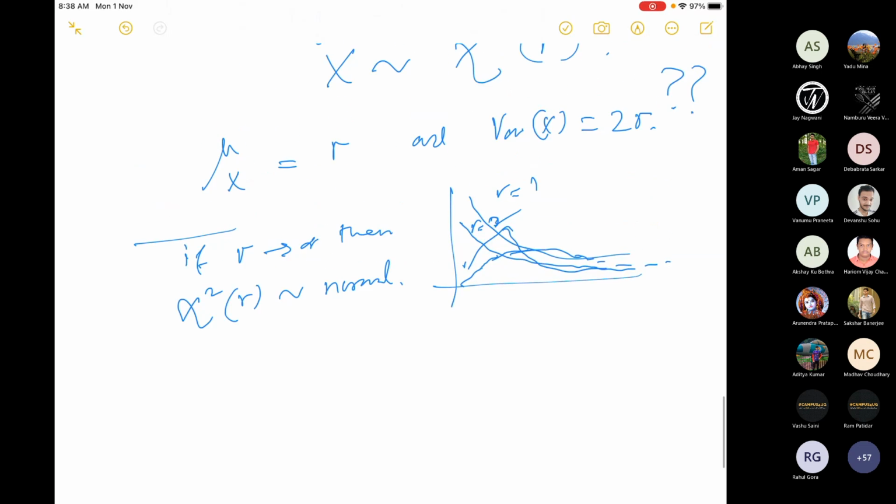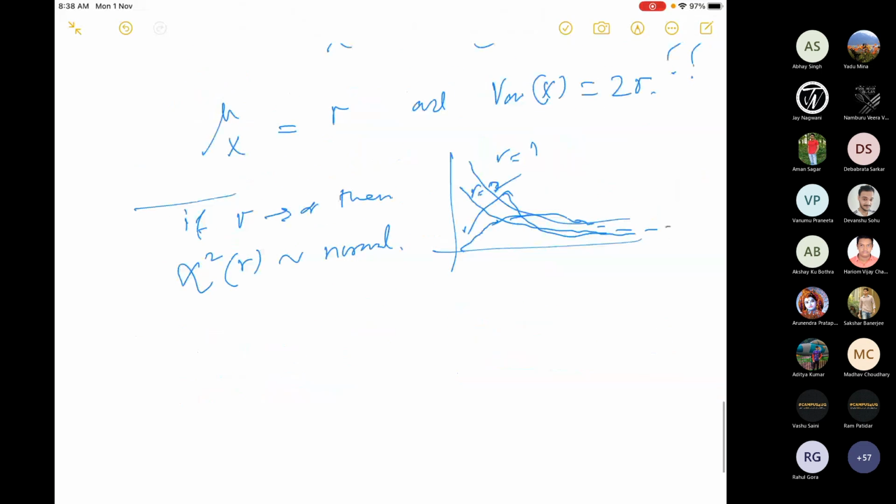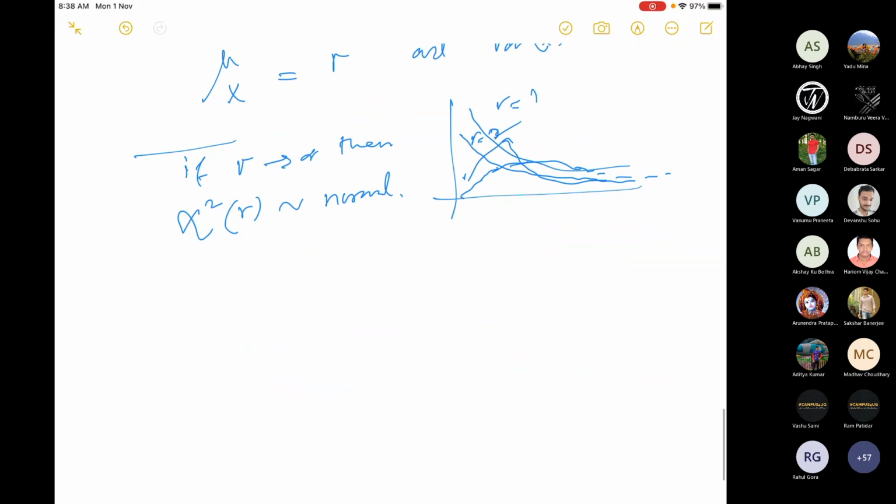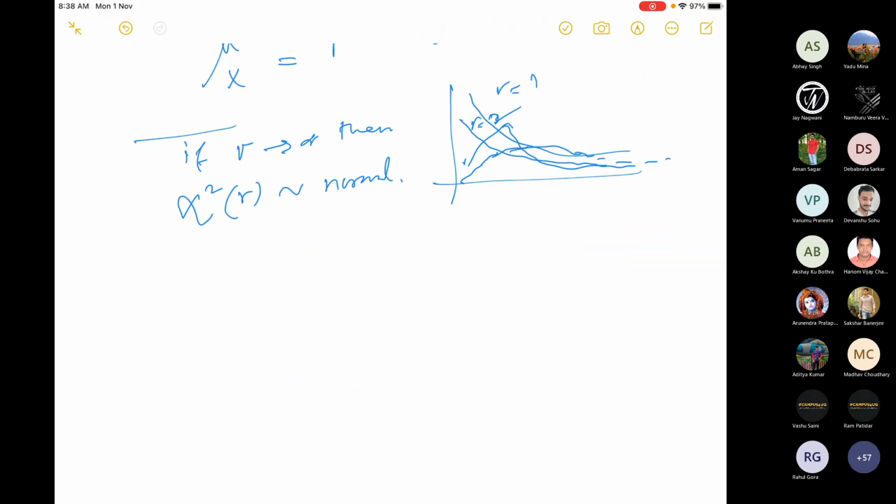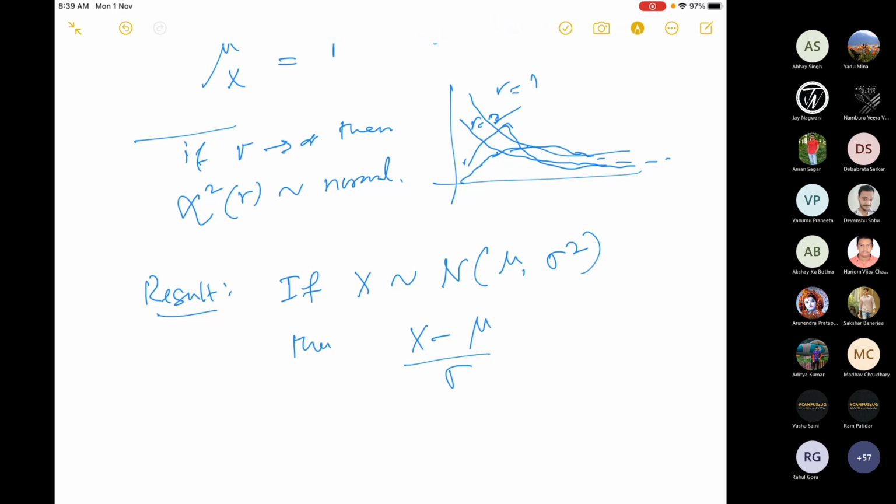Now, what is the important thing about this? Why am I calling it a sampling distribution? We've discussed this before, but let me recall it in terms of this statistic T. This result we discussed before. If X is normal, mu sigma square, then X minus mu by sigma, whole square, is chi-square 1. This we discussed and proved before.